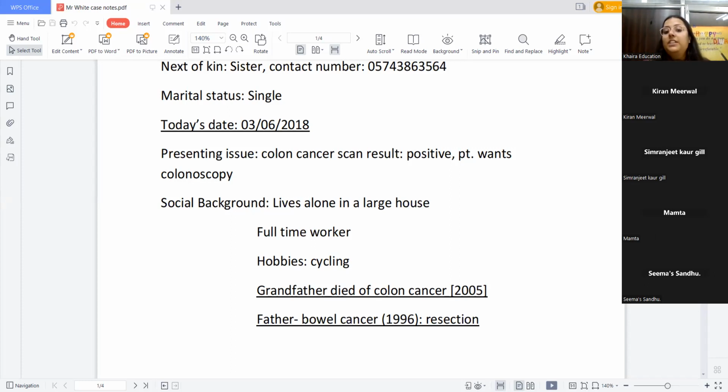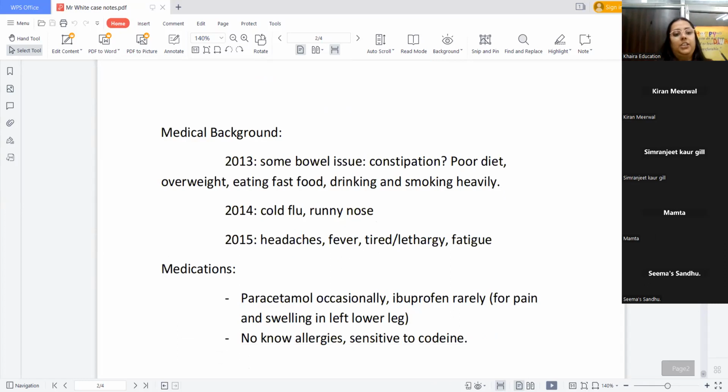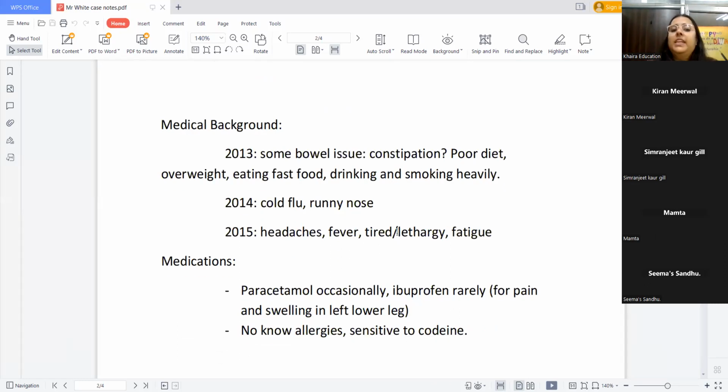Any questions on the first page? Anything that was not clear? No, ma'am. Second page, medical background. In 2013, he had some bowel issues. Probably he had constipation because of poor diet, being overweight, eating fast food, drinking and smoking heavily. The question mark here is for probability, not certainty. Whenever you have a question mark in your case note, it means possibly, probably the patient had it.